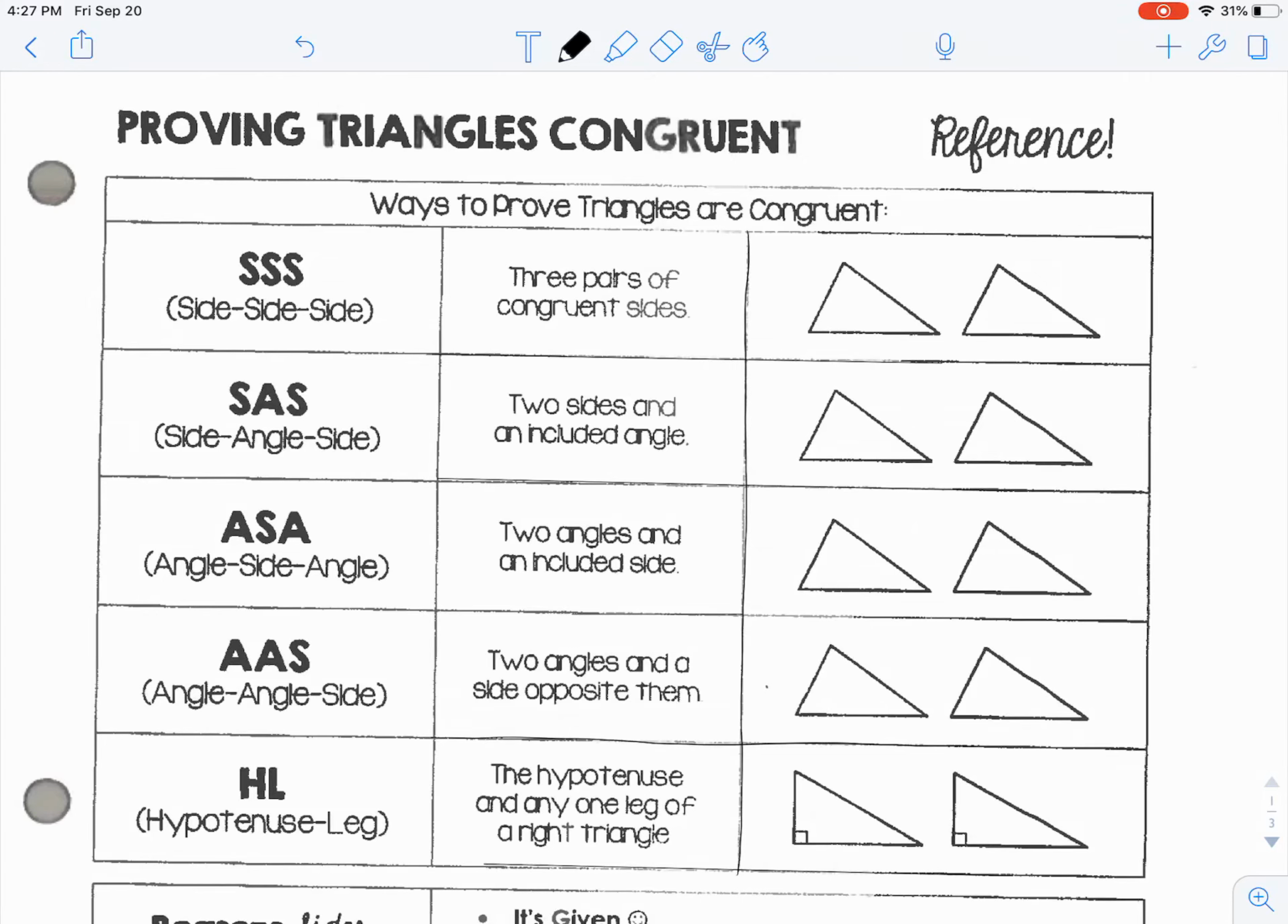All right, so here is our video for filling out a reference page. What this reference page is going to be used for is where we go anytime we're trying to prove triangles congruent. So we're going to pull this page out whenever we're working in our proofs book. This is a way for us to summarize all the information that we've learned this week so we don't brain dump it over the weekend.